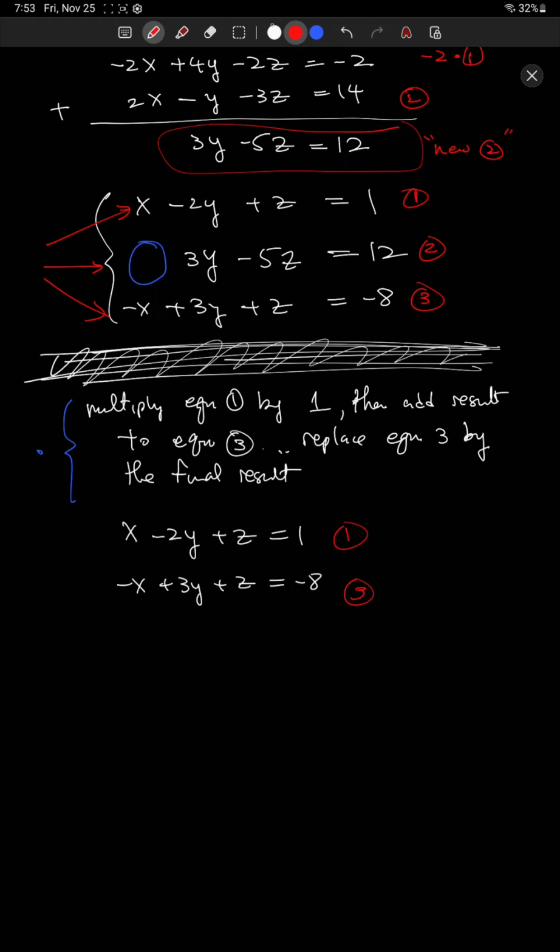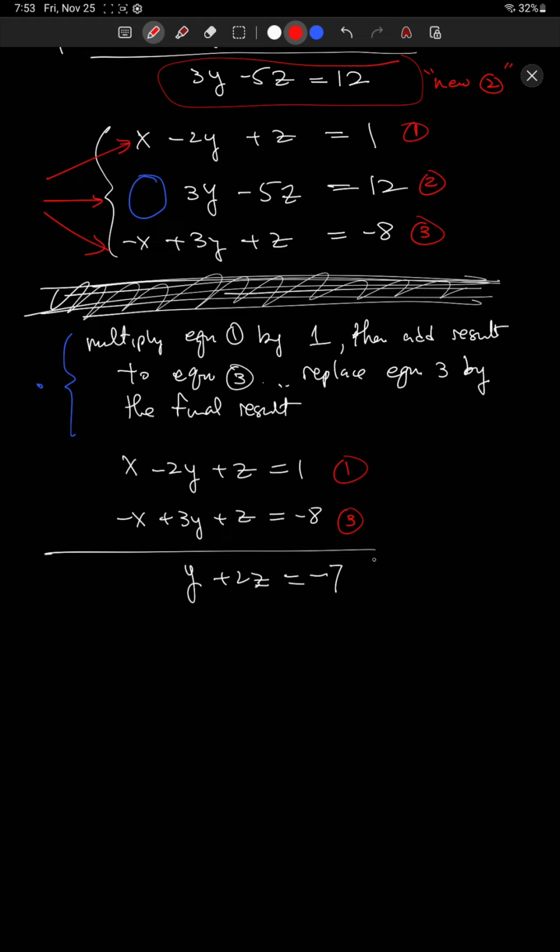And if I add them together, I'm going to get these two cancel. These two add up to y. These two add up to 2z. These two add up to minus 7. All right. Okay, so this is my new equation 3.